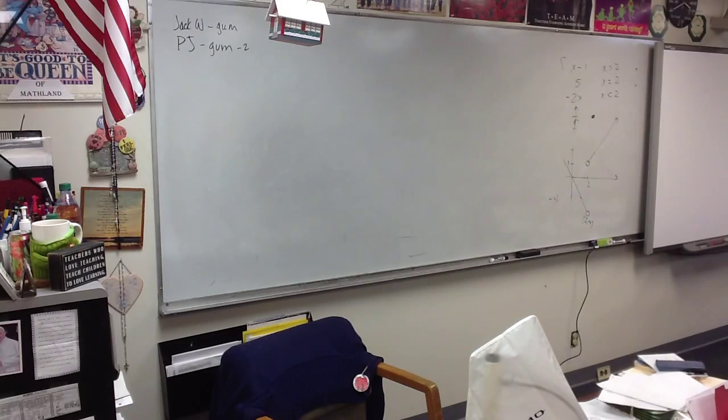Friday. Let's write it now. Vertical asymptotes are made when the denominator equals 0.